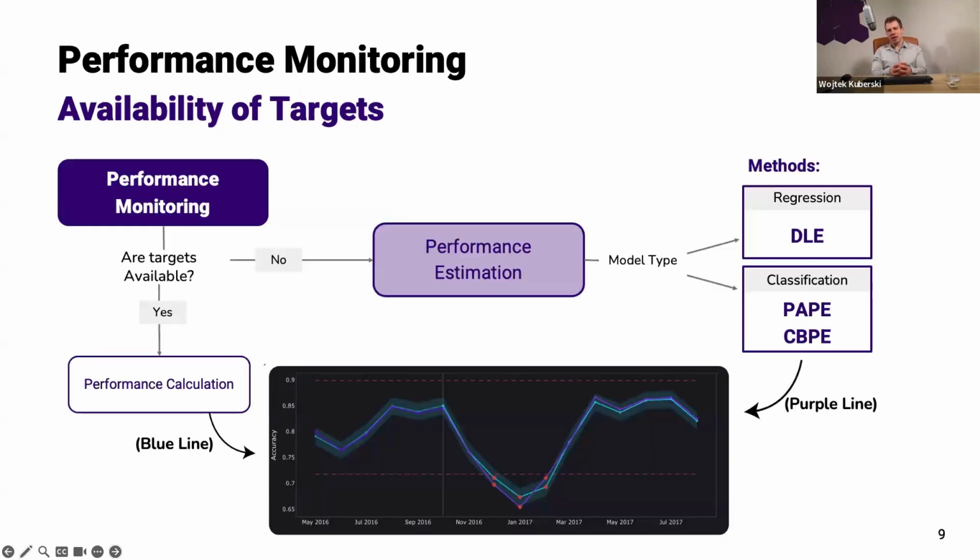So how do we actually decide what to do? Again, it's about availability of targets. If targets are available, because maybe we waited and we were looking at past performance, or we're working in one of these few edge cases when targets are available almost immediately after making the prediction, then we can just calculate the performance. And what you see here is a small snapshot from NannyML, where the blue line is realized performance, so the performance we actually observed in production.